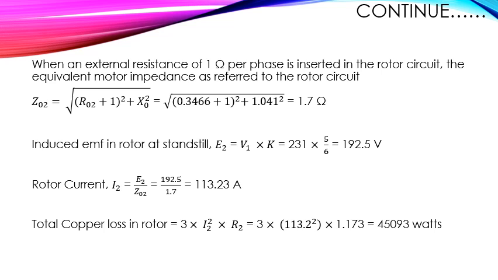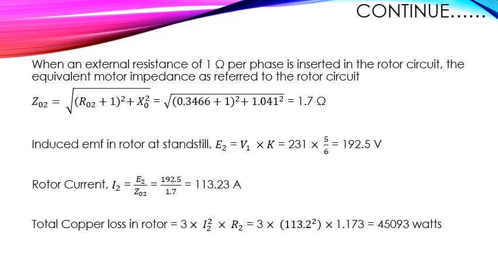Then using that we can find the induced EMF in the rotor at standstill, and that is E2 equals V1 multiplied by K. V1 is the phase voltage, that is 231, multiplied by 5 by 6, the stator to rotor ratio. So it is 192.5 volts. Then rotor current is equal to E2 by Z02, the rotor voltage divided by the rotor impedance. So it is 192.5 divided by 1.7, which equals 113.23 amperes.